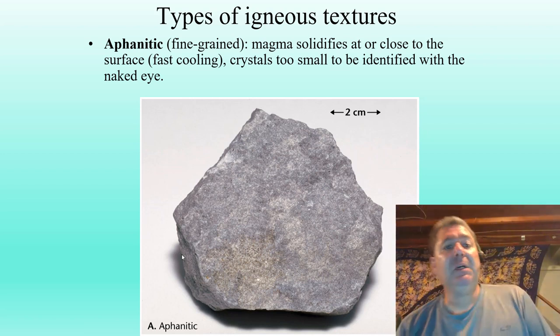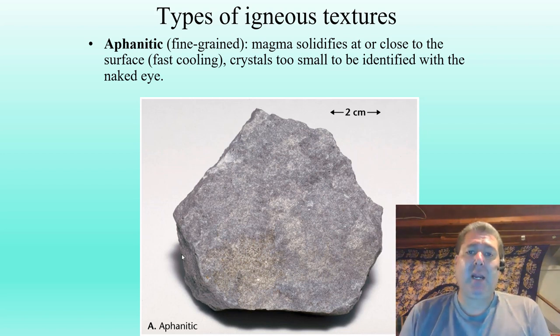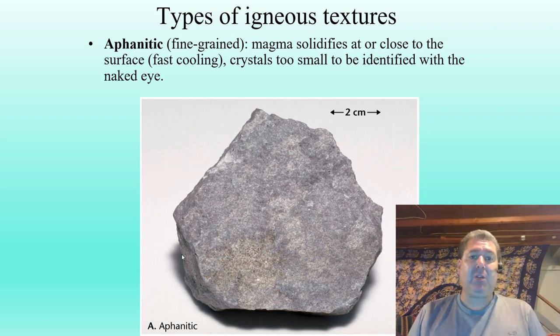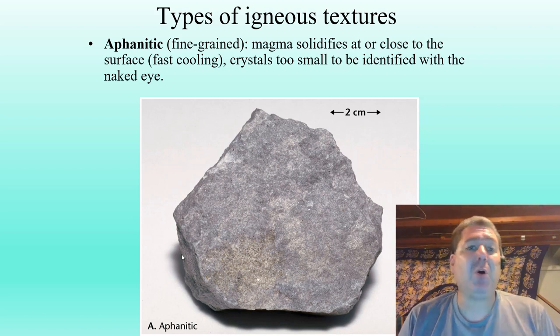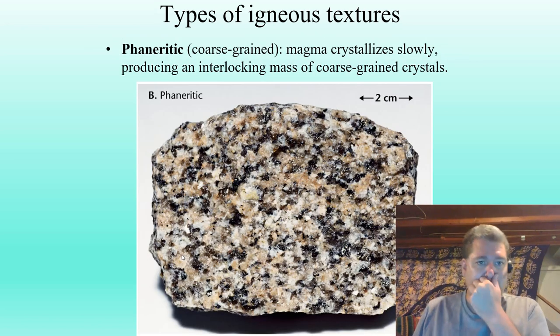The very fine-grained, fast-cooling one, that texture is called aphanitic. Fine-grained. The magma solidifies at or close to the surface as lava. Crystals are too small to be identified with the naked eye in most cases.